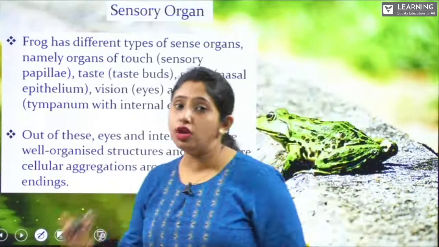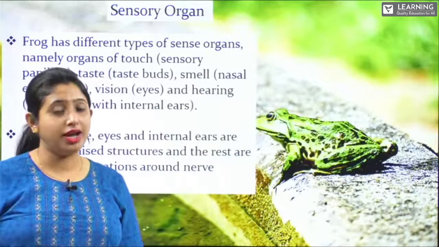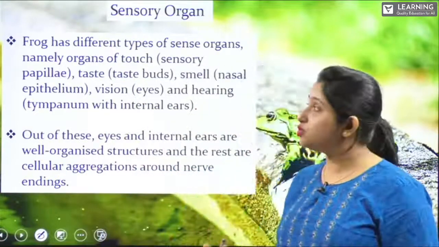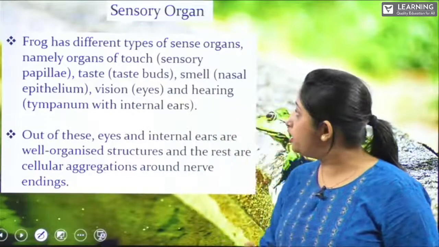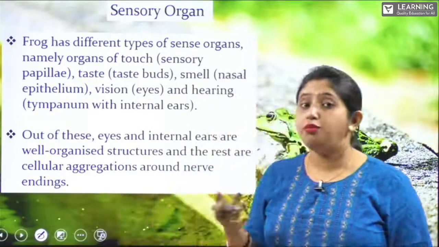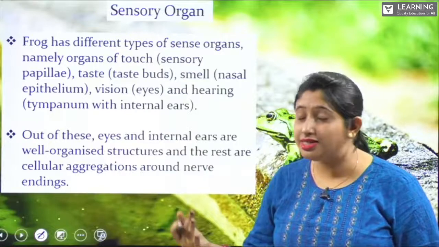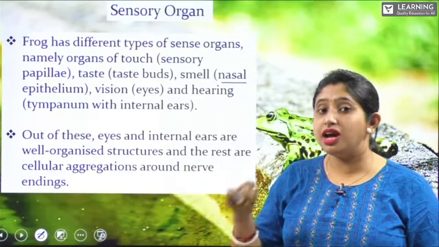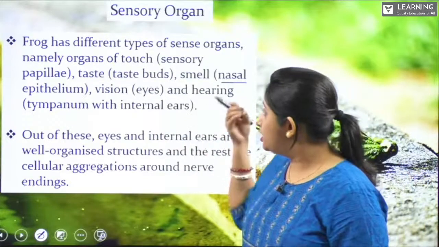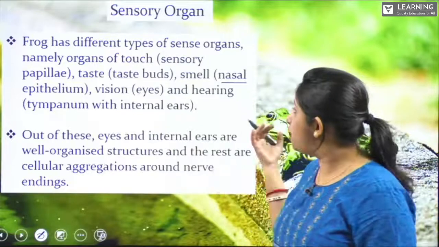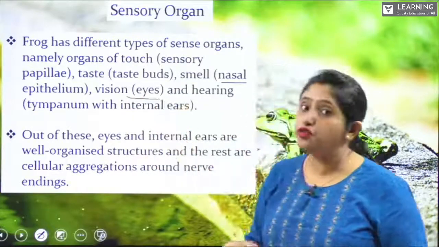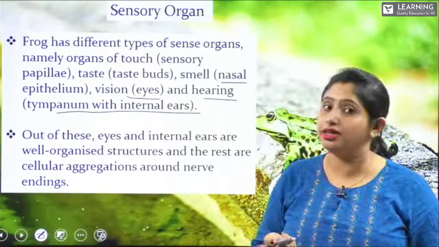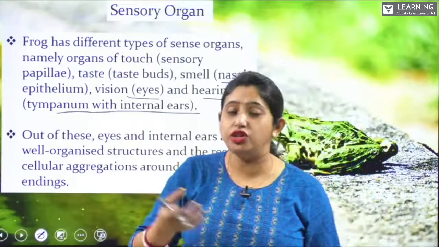Now the frogs also have a sensory system. As you already know, they have eyes. They have the tympanum, which helps them in listening to sound, and they have taste buds, with the help of which they are able to taste things. They have a nose, so through the nasal chambers they are able to smell. So they have nasal epithelium, eyes for vision, and for hearing they have the tympanum with the internal ears, which we cannot see.